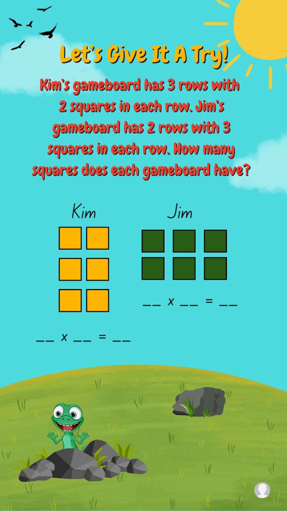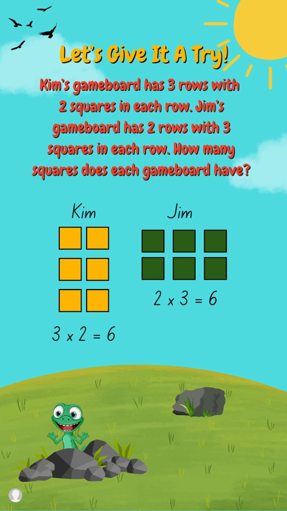We're going to look at 2 game boards and figure out how many squares each one has. First, let's look at Kim's game board. She has 3 rows with 2 squares in each row. To find the total number of squares, we can multiply 3 times 2. What do we get? That's right, 3 times 2 equals 6. So Kim's game board has 6 squares.